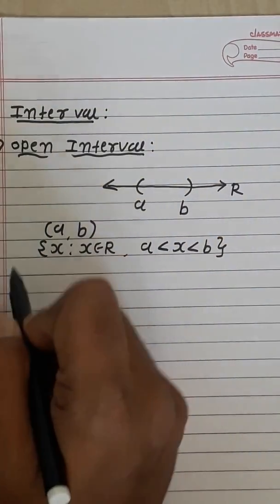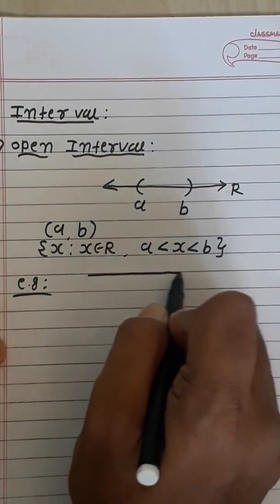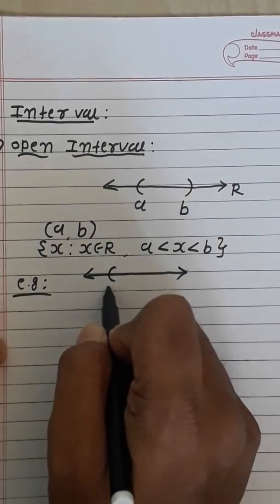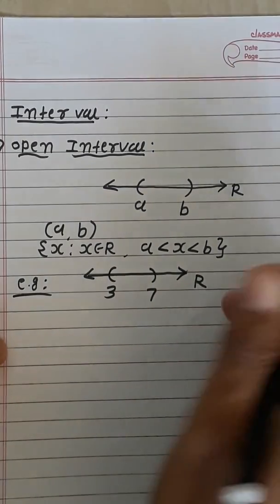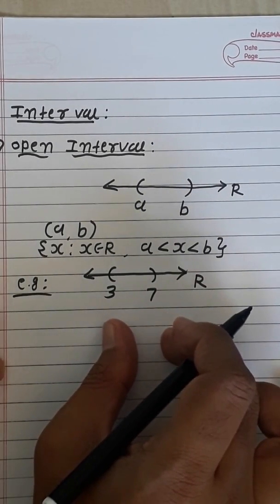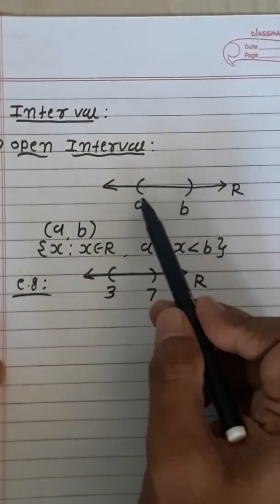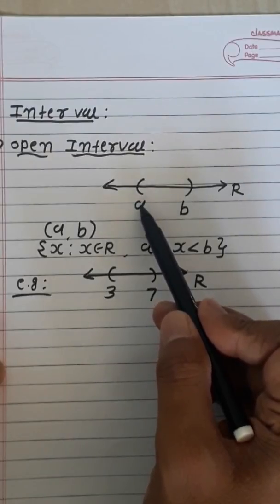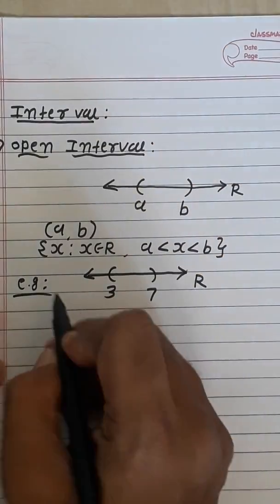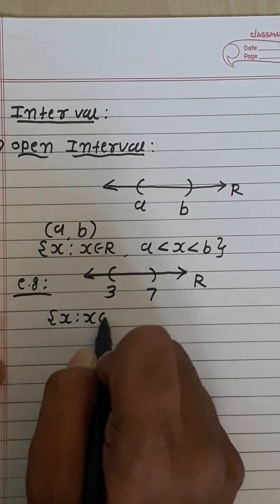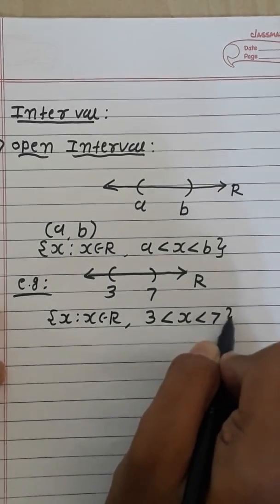We can take one example. Suppose the numbers 3 and 7 are present, and here the open interval 3 and 7 is present. How can it be represented in set builder form? Using a similar method, A we consider as 3 and B we consider as 7. So we can write {x : x belongs to R, 3 < x < 7}.